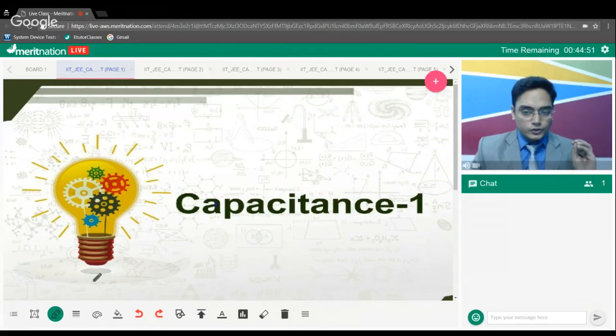Capacitance. I've divided this capacitance chapter in two parts. First is capacitance 1 part, and second is capacitance 2 part, where we'll discuss a few questions. Till now, guys, in class 12th, you must have studied electrostatics and current electricity.